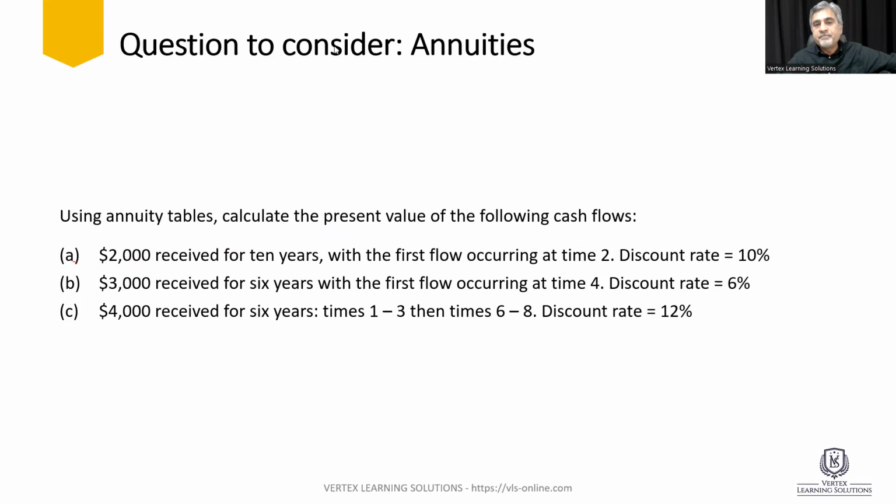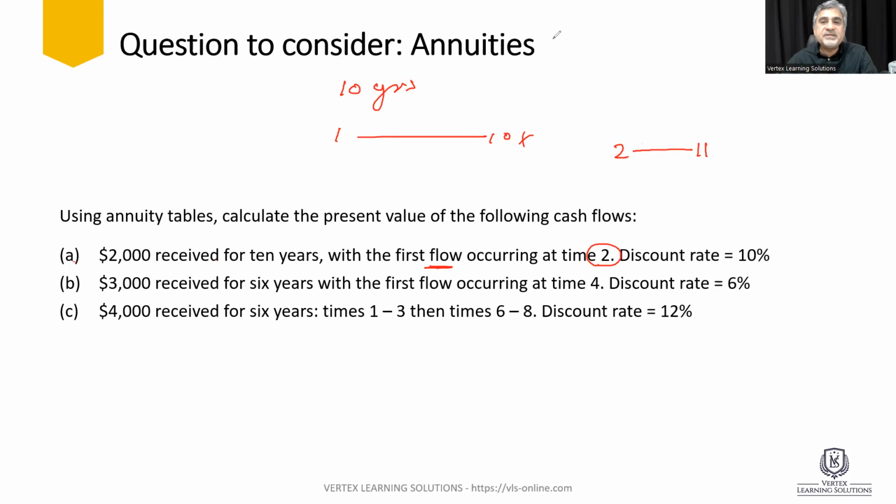Now, what is happening? You are going to receive money for 10 years, okay? But it is not from year 1 to year 10. No, because it says that the first cash flow is coming at year 2. So it means that you don't receive any cash in year 1. So you are going to receive cash for 10 years, starting from year 2 to year 11. This is very interesting now. From year 2 to year 11.